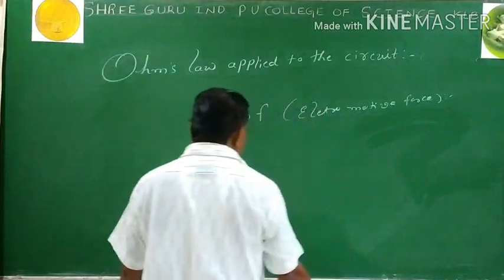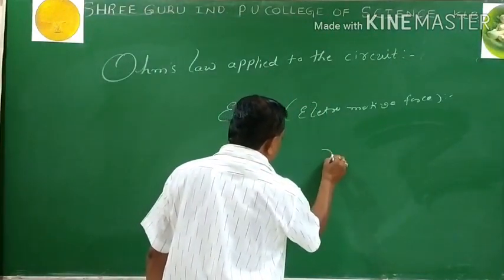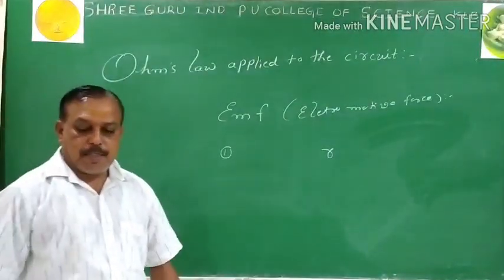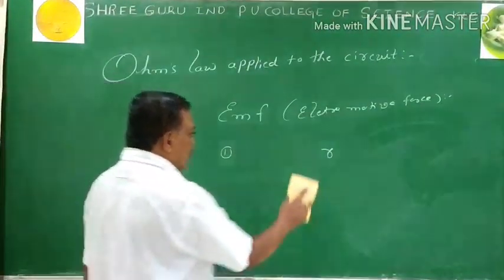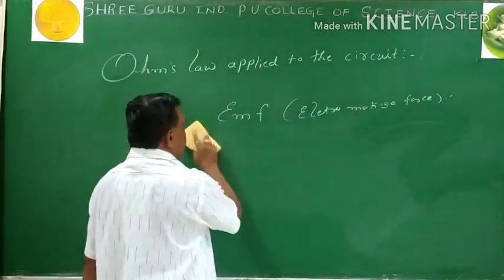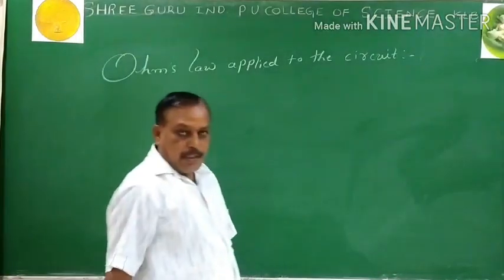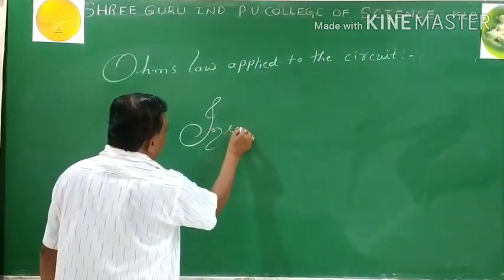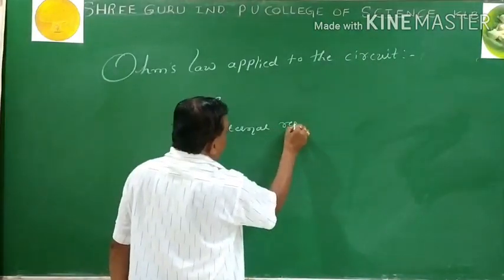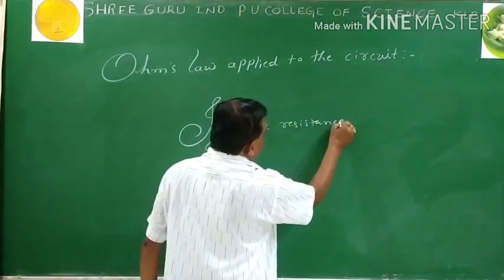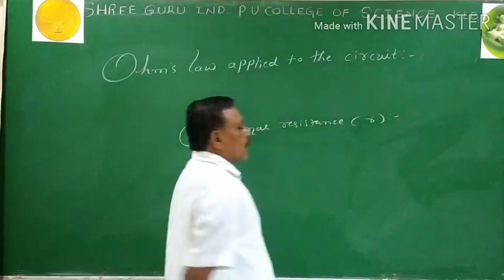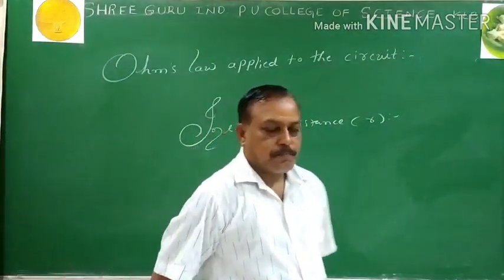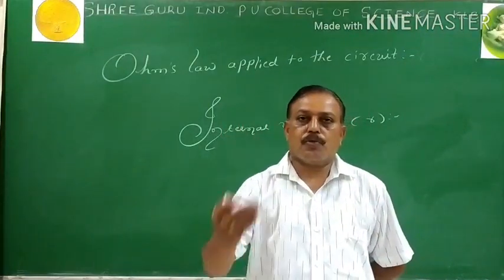The internal resistance of the cell is represented by small r. The capital R is the resistance of the wire of the conductor, which is called external resistance. The internal resistance of a cell is represented by small r. A cell is a source of current, and every cell has its own internal resistance.